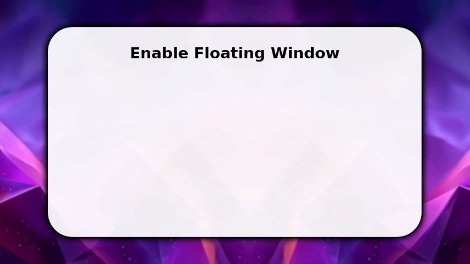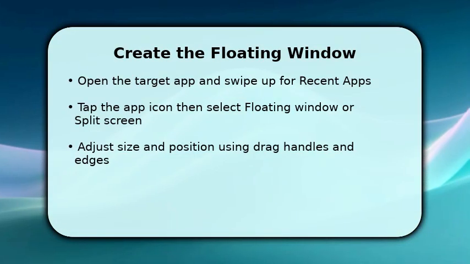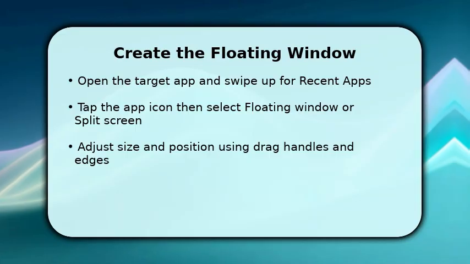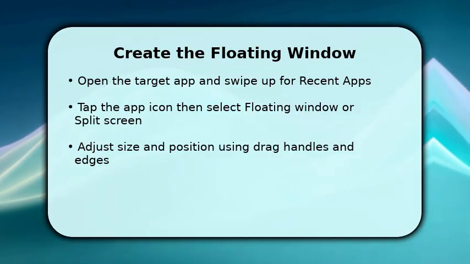Now open the app you enabled and bring up recent apps by swiping up or tapping the navigation button. Tap the app's top icon and choose Floating Window. On some builds, it appears under Split/Pop-up View.